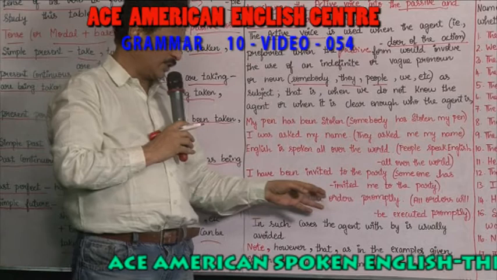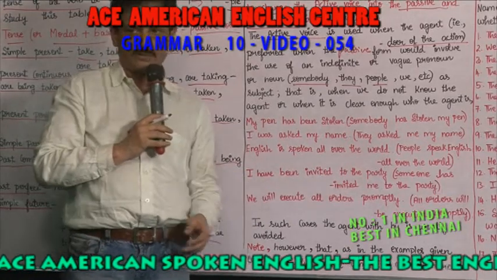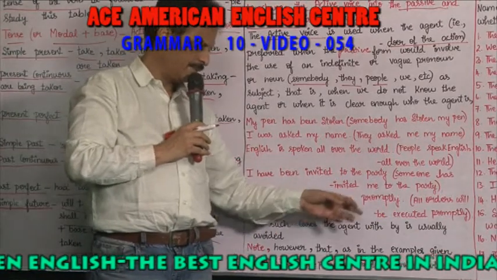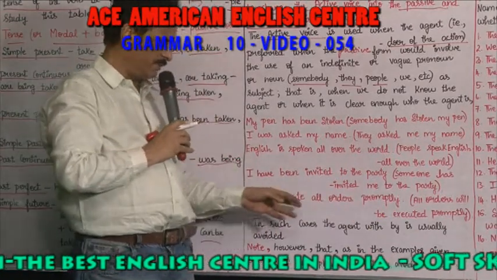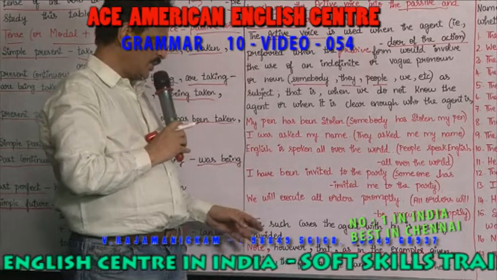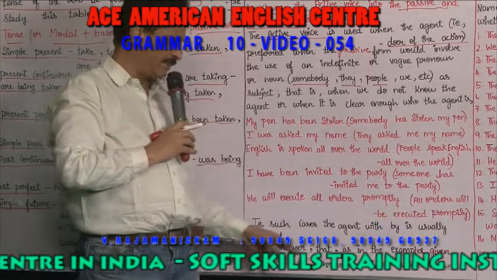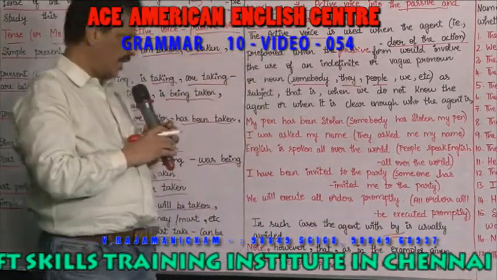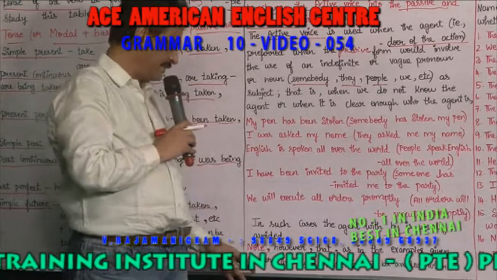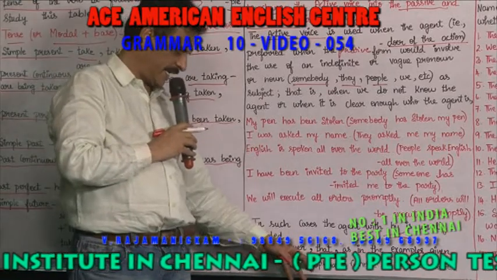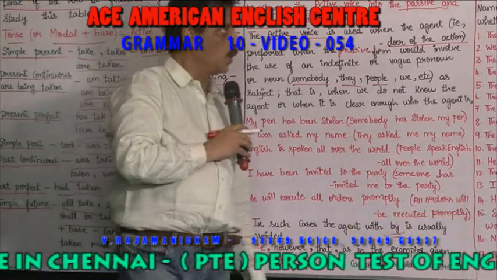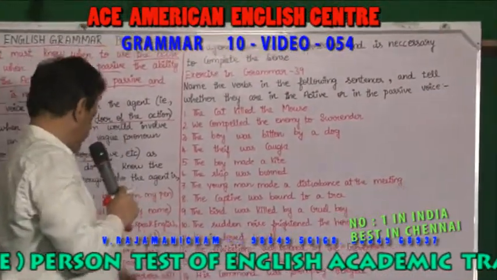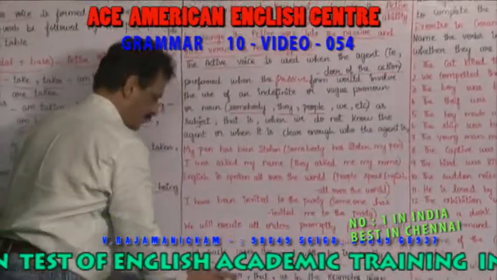We will execute all orders promptly. We will do all the orders. Execute all the orders. Promptly means immediately. So all orders will be executed promptly. So in such cases, the agent with by is usually avoided. So you are not using by. However, as in the examples given earlier, the by phrase cannot be avoided where the agent has some importance and is necessary to complete the sentence. Not fly, it's by.